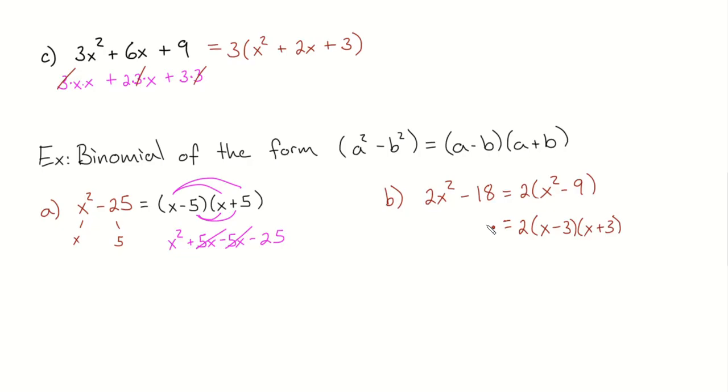You could also put the 2 in with the first parentheses, so 2x minus 3, but it would be weird to do that. You can only have it in one of them. If you did, it wouldn't be 2x minus 3, it'd be 2x minus 6 because you'd have to distribute. Okay. Don't do that. Cool. All right.